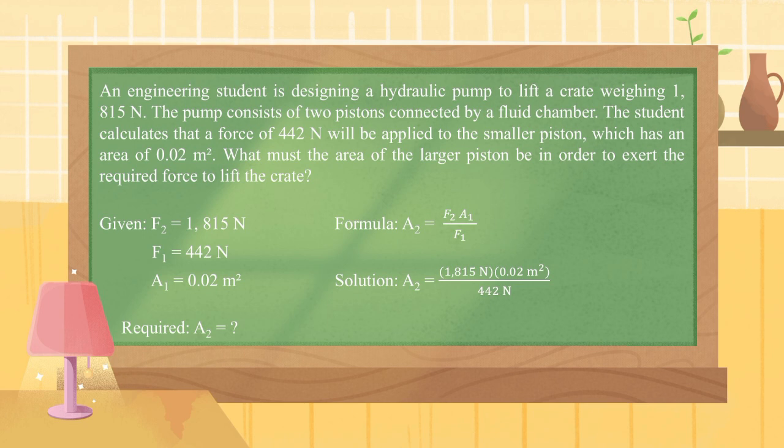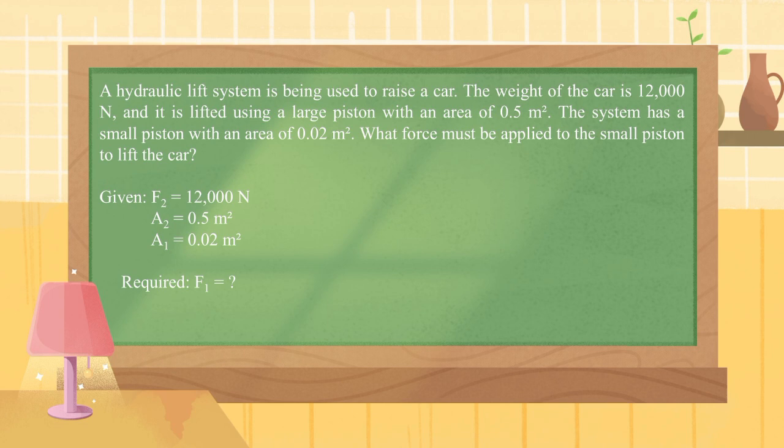And then after calculation, we have the value of A2, which is 0.0821 square meters. So therefore, the area of the larger piston must be 0.0821 square meters in order to lift the crate. So another example: a hydraulic lift system is being used to raise a car. The weight of the car is 12,000 newtons, and it is lifted using a large piston with an area of 0.5 square meters. The system has a small piston with an area of 0.02 square meters. What force must be applied to the small piston to lift the car?